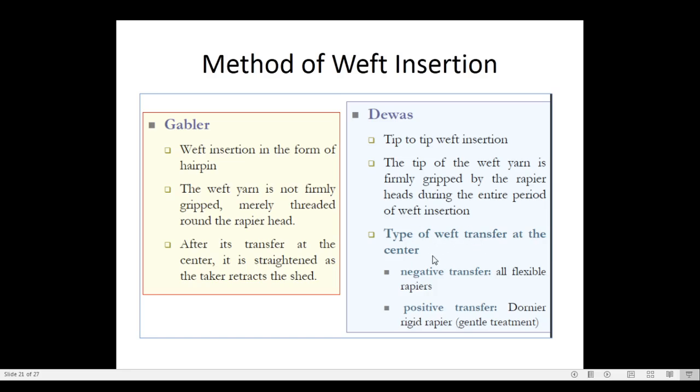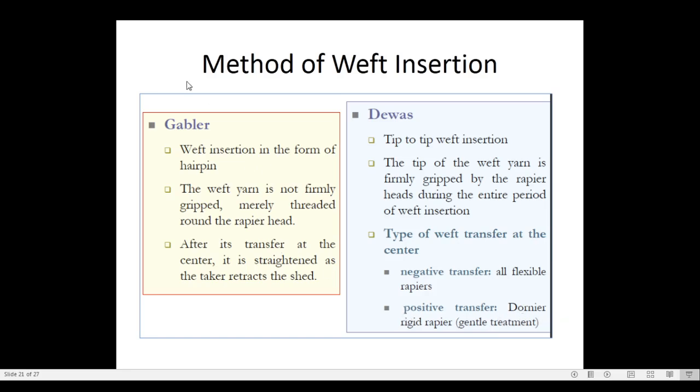In this weft transfer, again the tip to tip transfer machine may be a negative transfer machine. All flexible rapier machines are negative, and all the rigid rapier machines are positive rapiers. So in Devas also there are two types, negative Deva system and positive Deva system. Again we will see that all the flexibles are negative rapiers and all the rigid rapiers are positive rapiers.